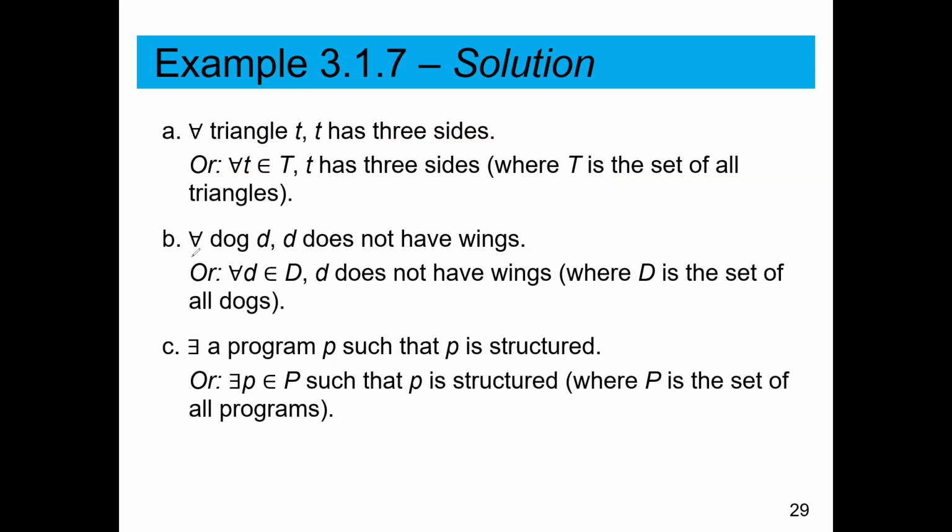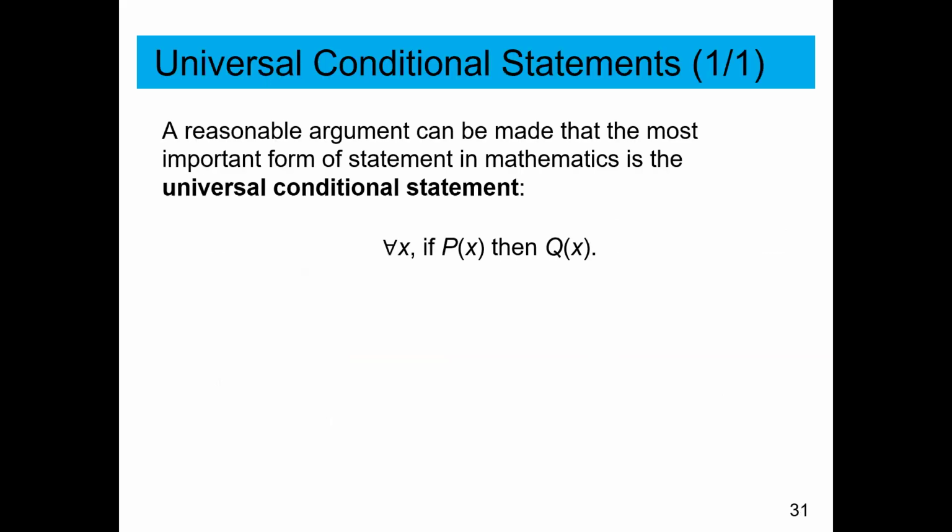And again, this one is a for all dog D, and there exists a program P. And we just work through this idea over and over again, that we have to figure out how to balance this out and work through it. All right, let's talk about some conditional statements where I have an if and a then. So let's look at this for example. This statement says for all x, if p of x, then q of x.